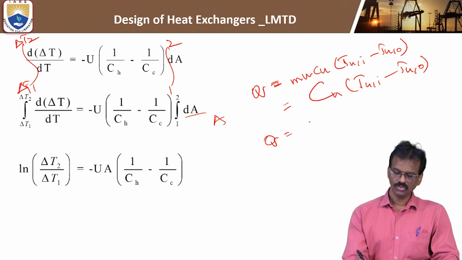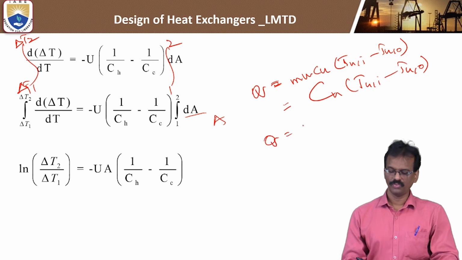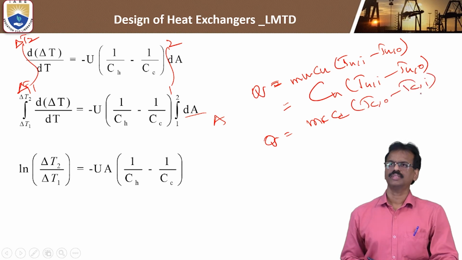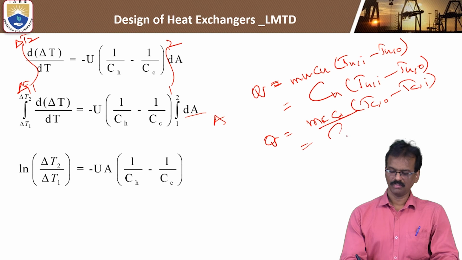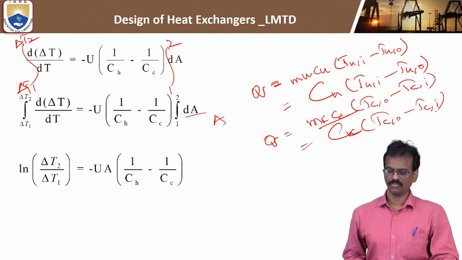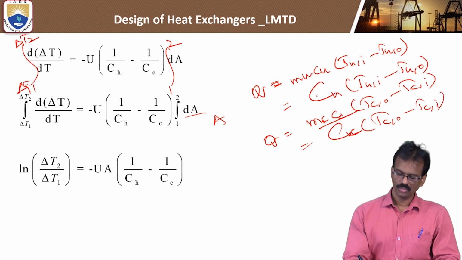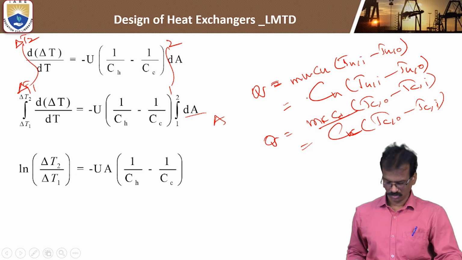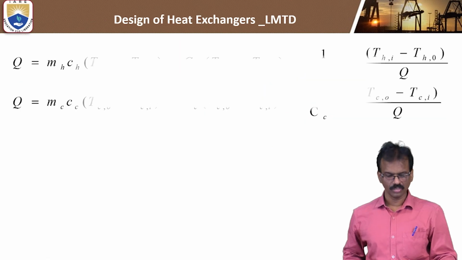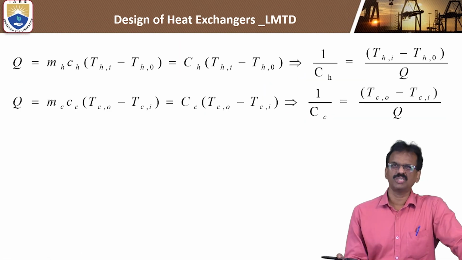Similarly, Q for the cold fluid is equal to mC into cold fluid outlet minus cold fluid inlet. You know that mC is nothing but capital CC into TC naught minus TC. So these are the formulas, and you can rewrite them like this. These are the energy equations.